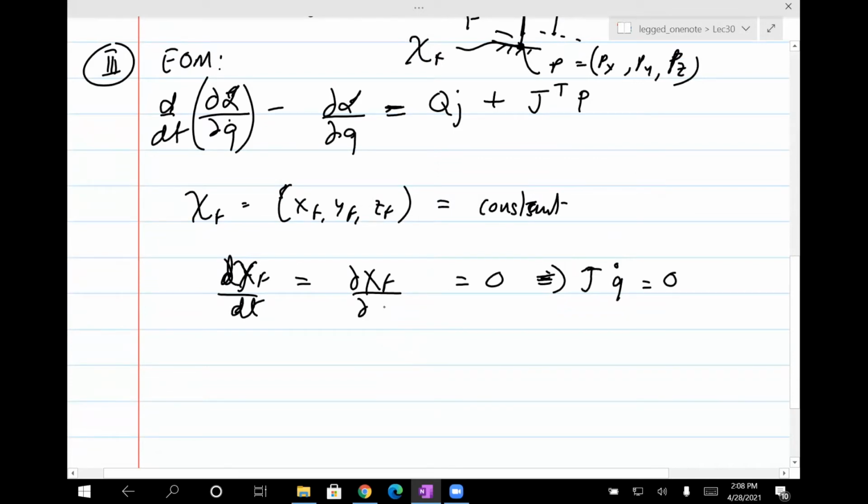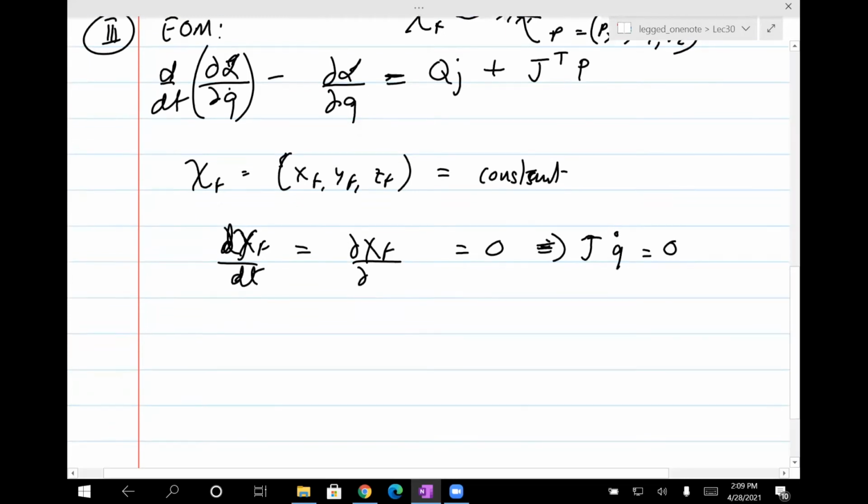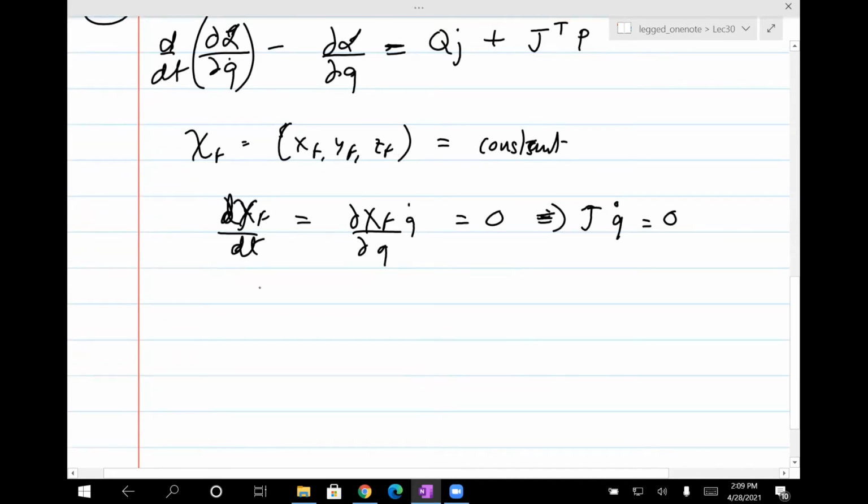Let me call this, I need a new name for this. Let's see, what did I use? Oh, yeah, I use q. So q, and I'll define what q is. Q dot is 0, and so J q dot is 0. But then I need to make it.